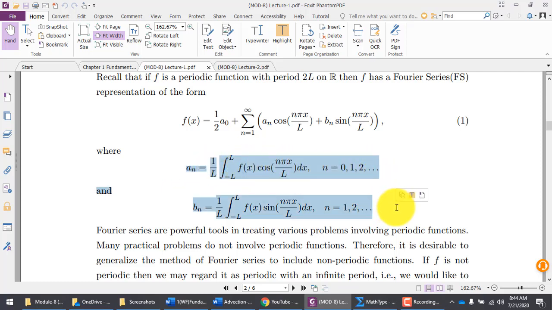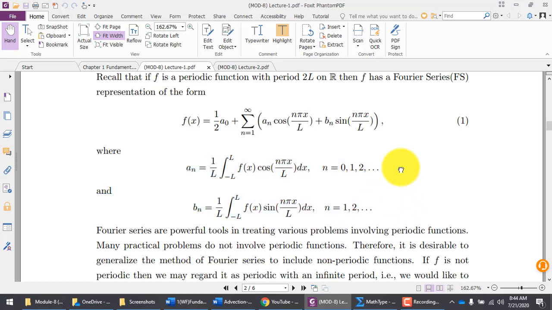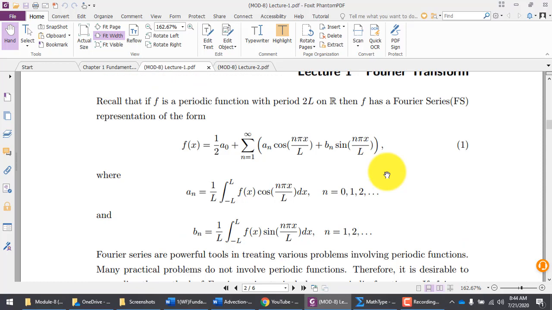So this has been already studied in the previous class, that if a function is periodic, we can construct the sine cosine behavior of that function, and just like we have Taylor series or Maclaurin series of a function, if a function is periodic, then its sine cosine series can also be written.